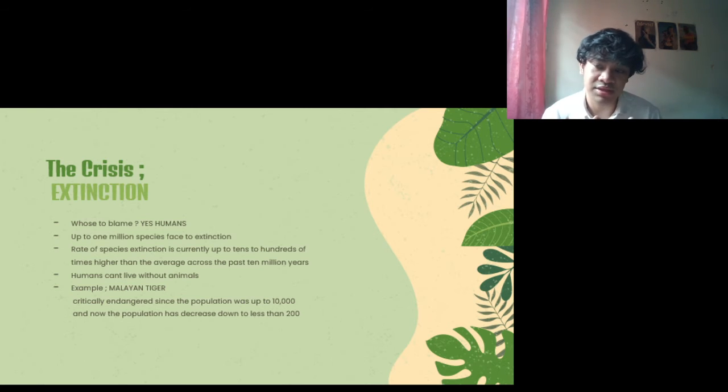And as an example of extinction in Malaysia, the Malayan tiger is very, very crucial. This species is critically endangered. The population was up to 10,000, and now it has decreased to less than 200 tigers, which means it has gone down more than 90% of the population. It is very, very bad, and we should be taking it seriously.